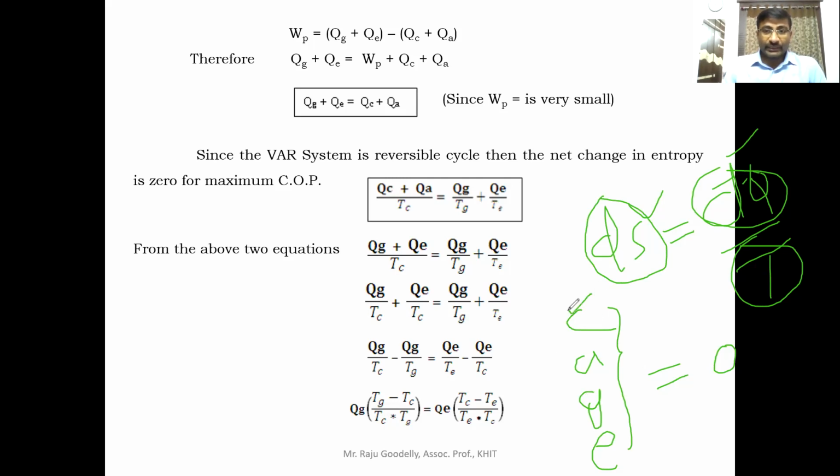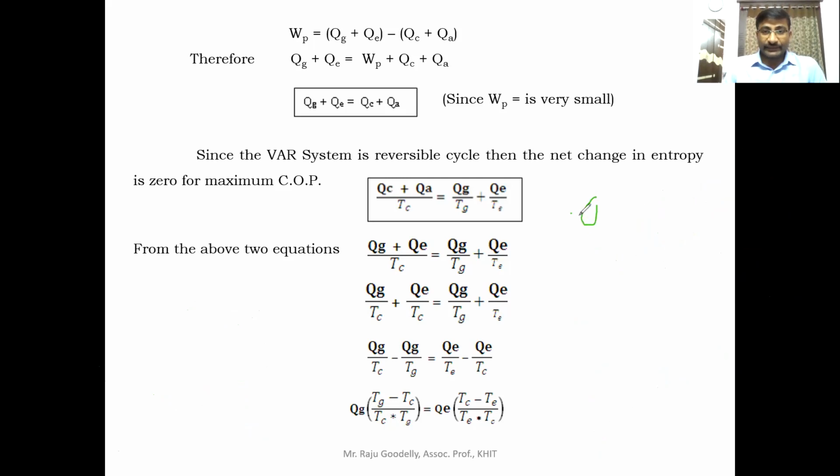Clear? So the change in entropy in the condenser can be written as QC divided by TC. That is the heat rejected in the condenser divided by the temperature at which the condenser is operating. This is the change in entropy in the condenser, delta S or ds. Similarly, in the absorber, in the generator, and in the evaporator, we must write the change in entropy for every device. So QC divided by TC is the change in entropy in the condenser, which is rejecting heat from the system. And QA divided by TA is the change in entropy in the absorber.